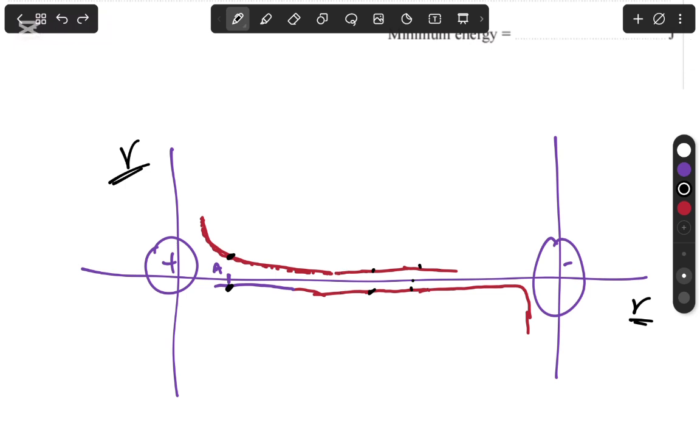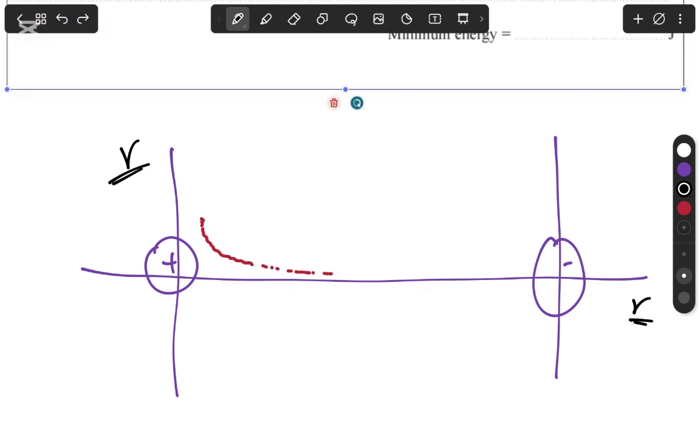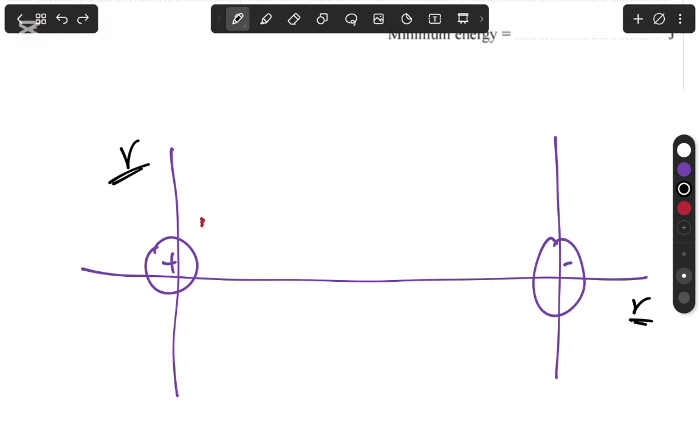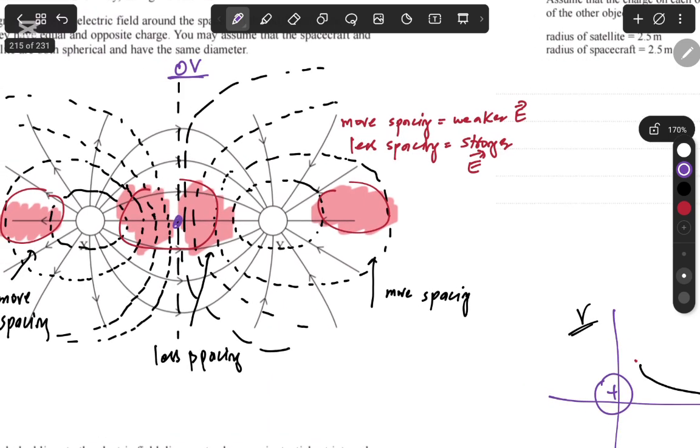And the graph that we end up getting looks something like this. It's not the best, but it would be something like that. My main point here is that there would be a point at which the potential is 0 volts. That's the point that is represented by the straight line in the middle.